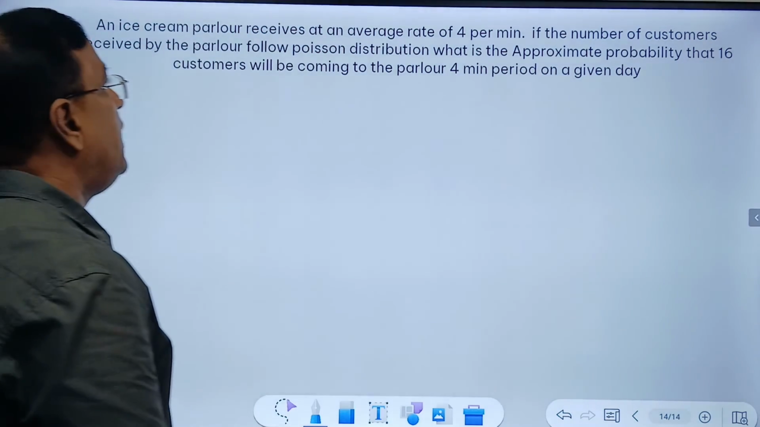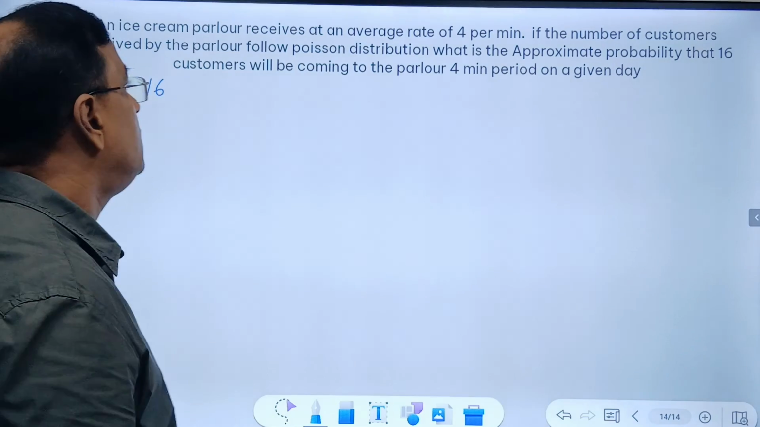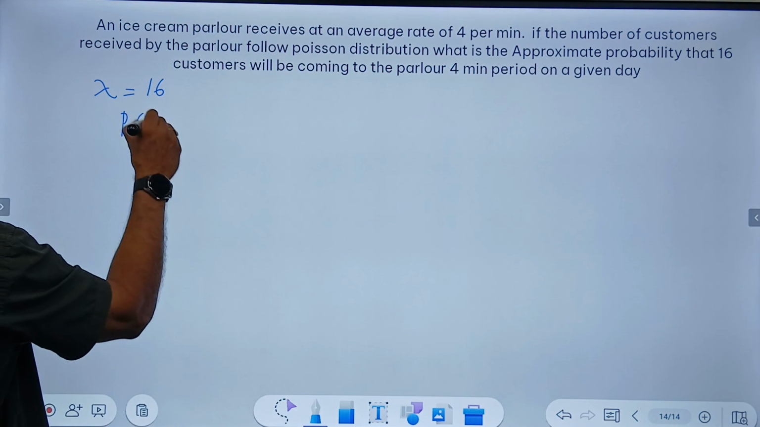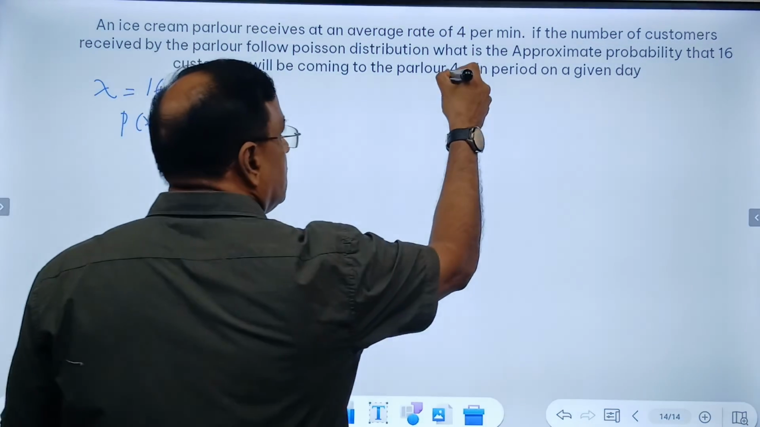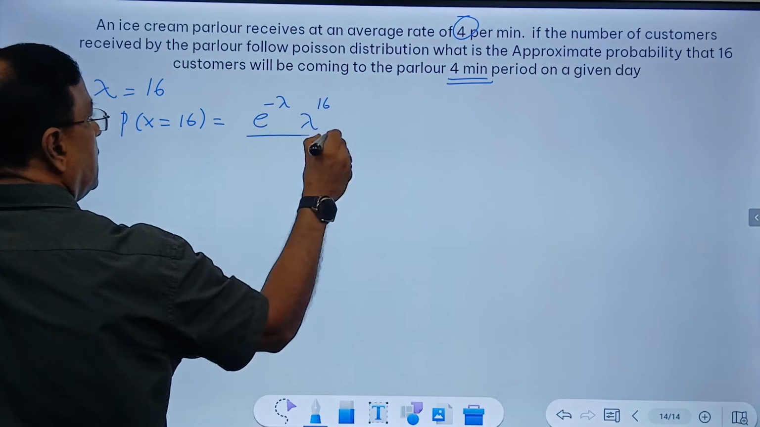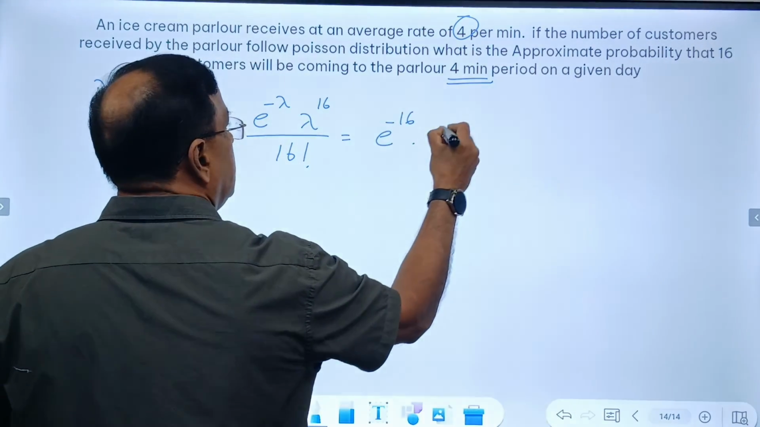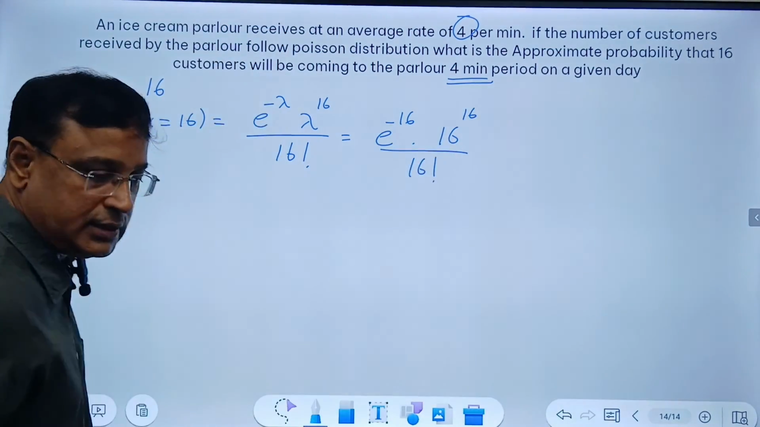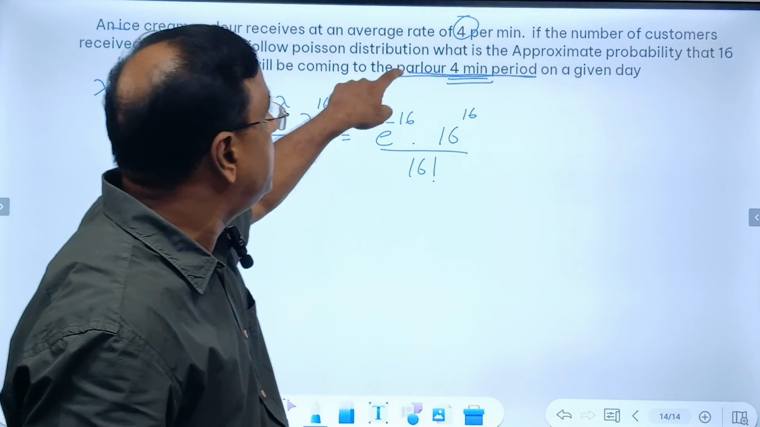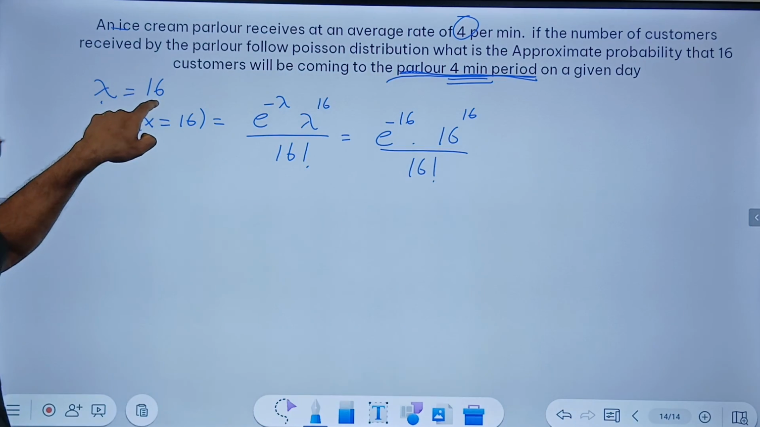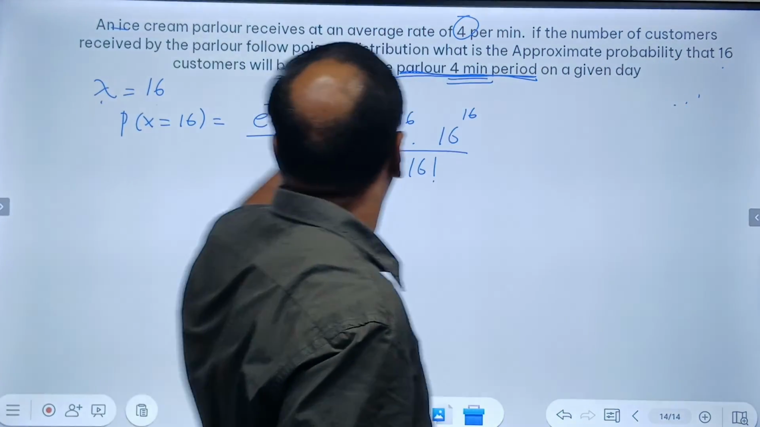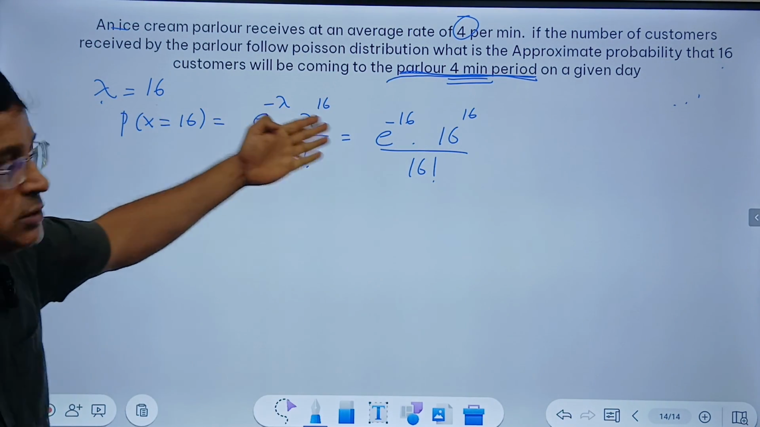An ice cream parlor receives customers at an average of, should be 16. Now what I want to find? I want to find P of x is equal to 16. Correct? So P of x is equal to 16 will be e power minus lambda, lambda power 16 by 16 factorial, which is e power minus 16 into 16 power 16 by 16 factorial. This is the answer. Please understand, here in an ice cream parlor, the average is 4 per minute, but he wants to calculate for a 4 minute period. Since it is for a 4 minute period, it will be 16 people. So lambda will be 16. It has nothing to do with this 16. Don't get confused. Then he wants to know that 16 customers will be coming. So P of x is equal to 16, which is nothing but this.